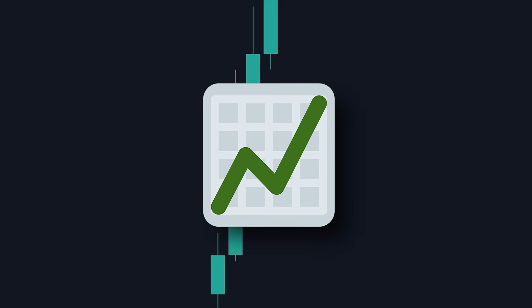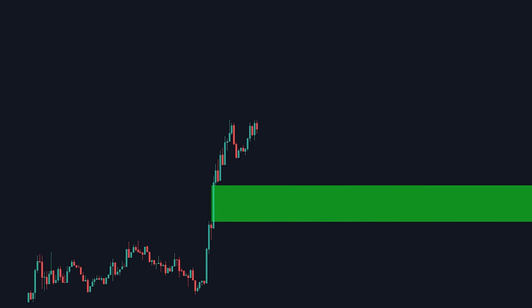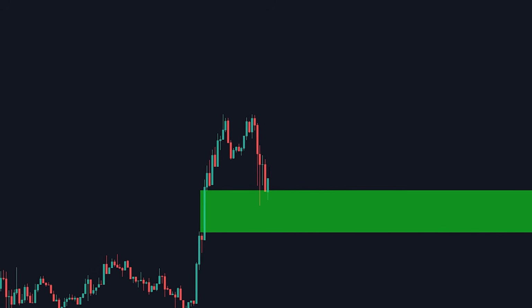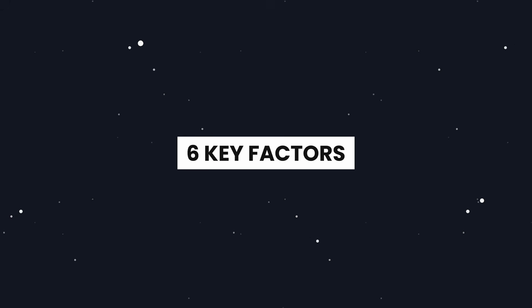In a bullish move, the first candle's high doesn't overlap with the third candle's low. In a bearish move, the first candle's low doesn't overlap with the third candle's high. This gap represents an area where price moved too quickly, leaving behind an inefficiency that the market will likely revisit. But not all fair value gaps are worth your attention. There are 6 key factors that make a fair value gap valid and high probability for your trading success.